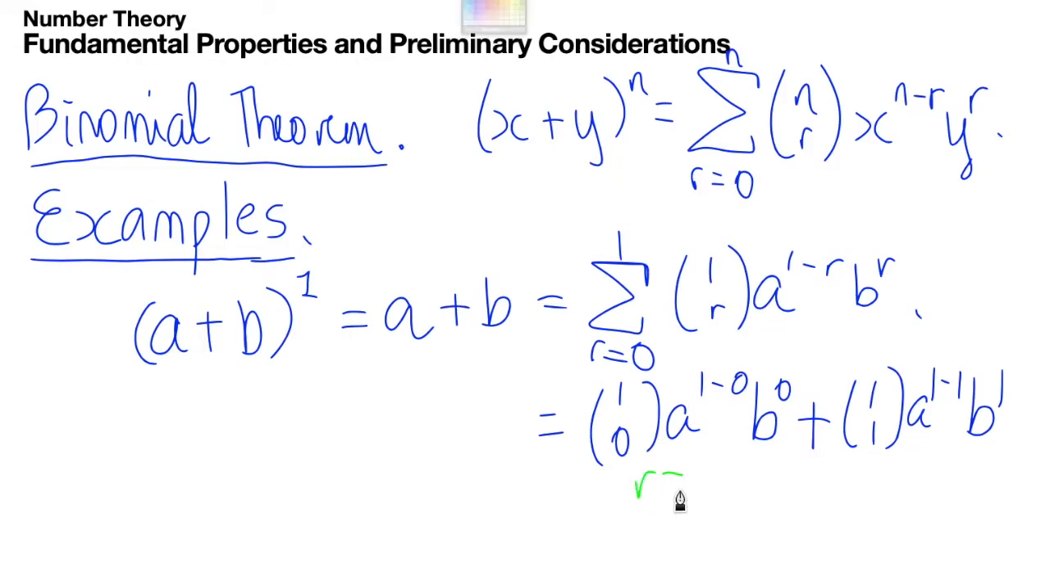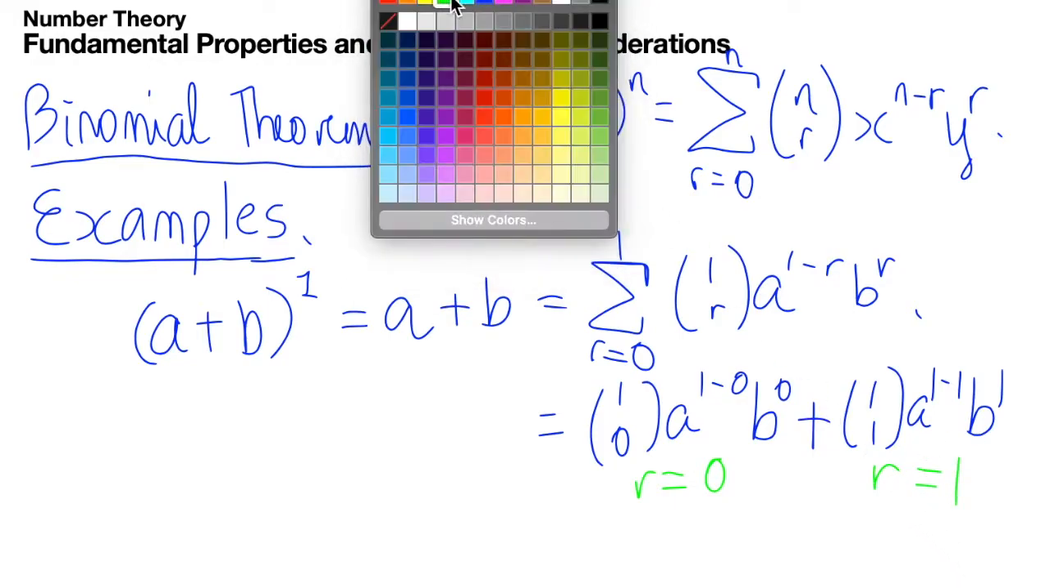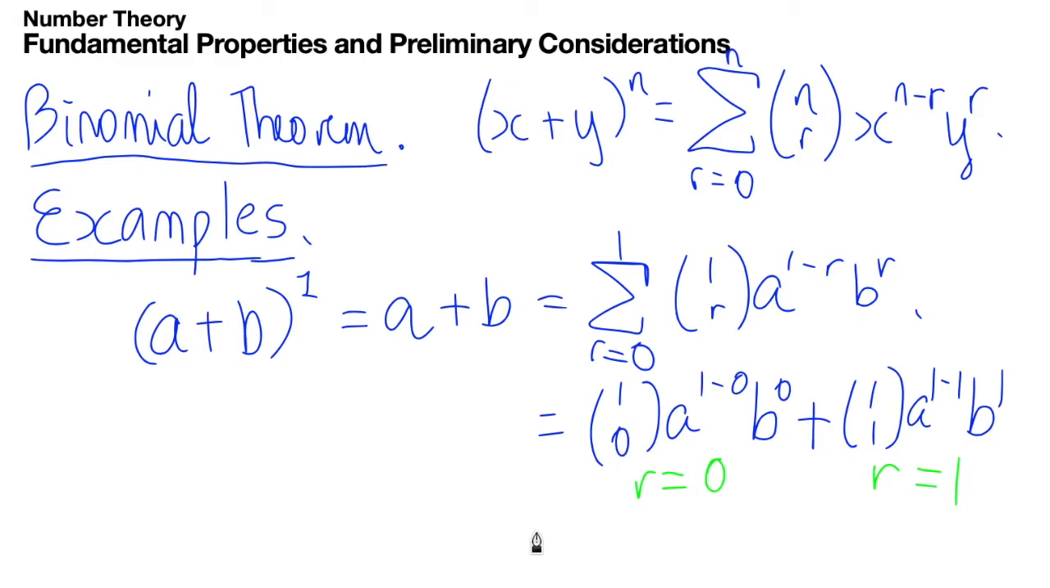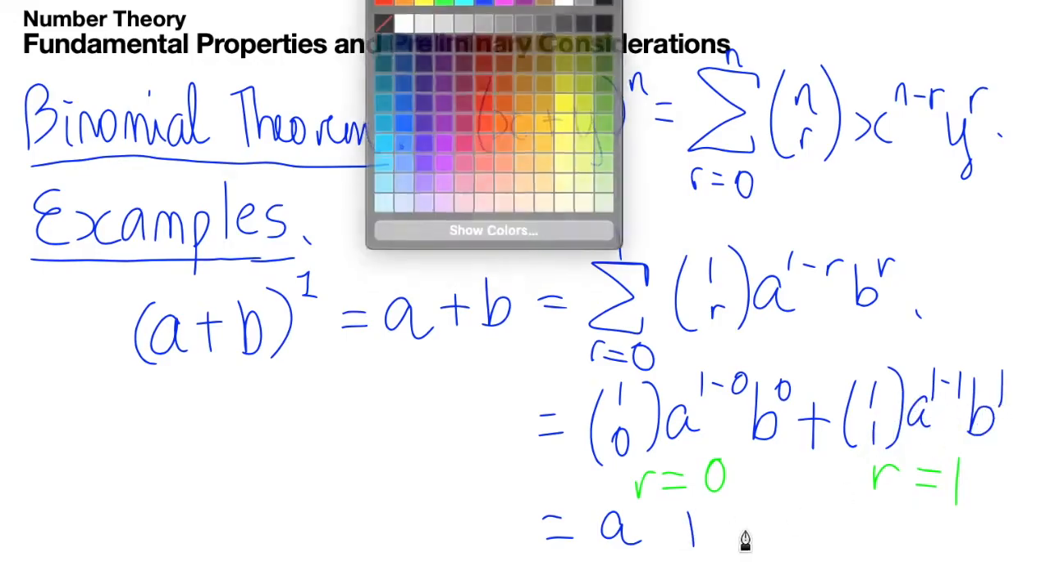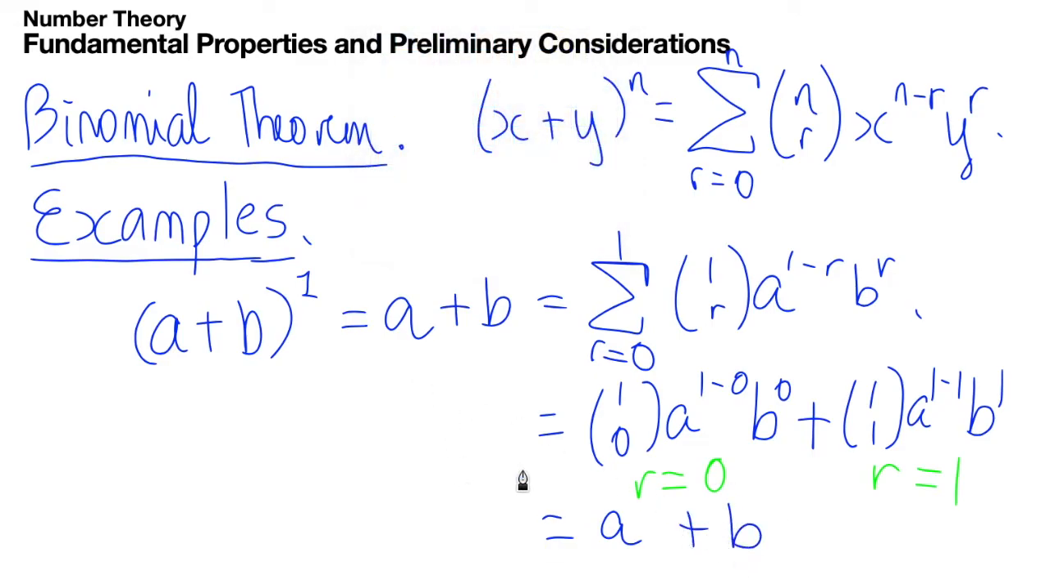Let me just emphasize what happened here. Here we let our r as 0, our first r, and here we let our r as equal to 1. By simplification, 1 choose 0 is just 1, it's okay not to write that anymore. A raised to 1 minus 0 is still a raised to 1, so we have a. Here, this will become 1, this will become 0, that's still 1. B raised to 1 is still b. So thus, this is equal to a plus b. Okay, so that's a kind of simple example.